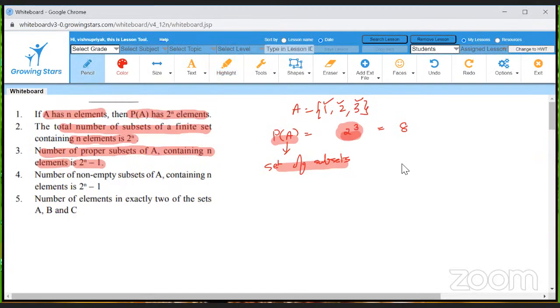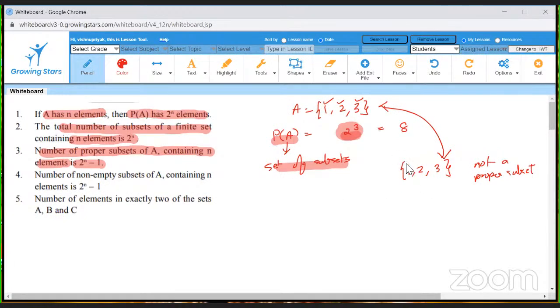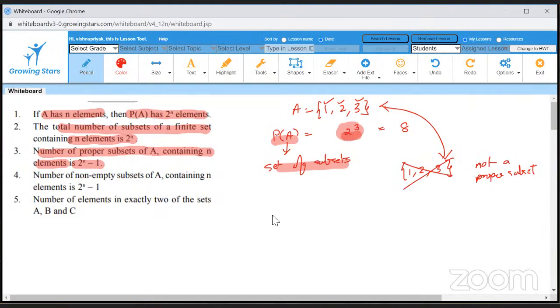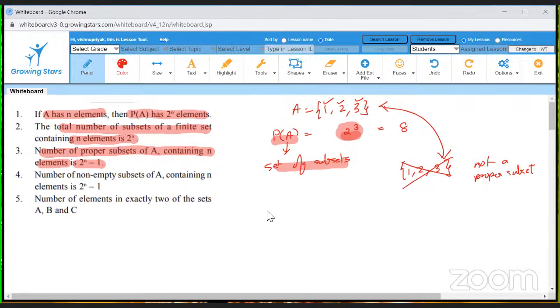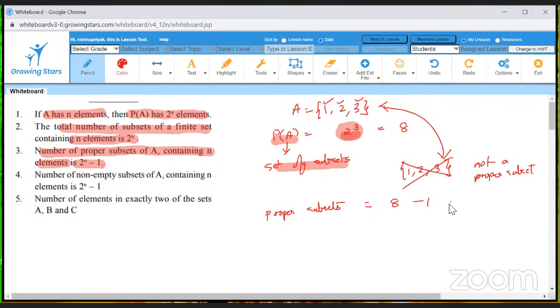Yesterday I told you the subset 1, 2, 3 is not a proper subset because it is the same as the original set. So if you subtract this one set, how many proper subsets will be there? Out of this 8, you have to subtract 1. So 7 proper subsets will be there.